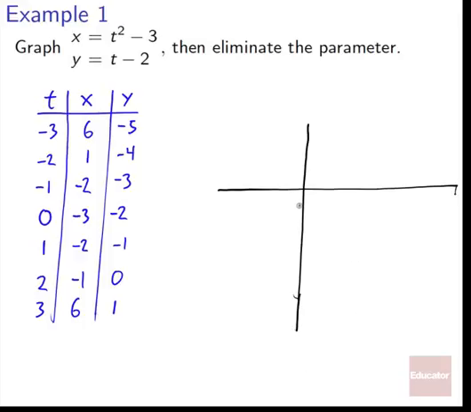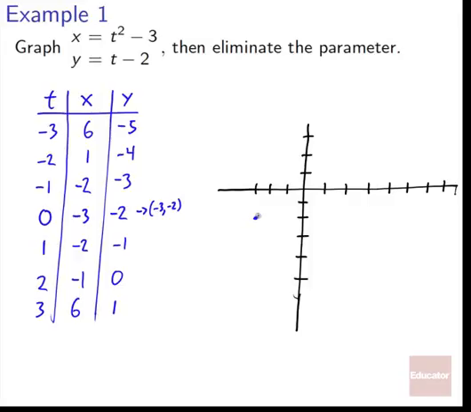Okay, so let's do markings of length 1 on each axis. Okay, so let's start plotting some of these points. At time equals 0, notice that 0 is not going to show up at all in our graph, but we have the point negative 3, comma, negative 2. So we go to negative 3, then down 1, 2. We plot our first point.